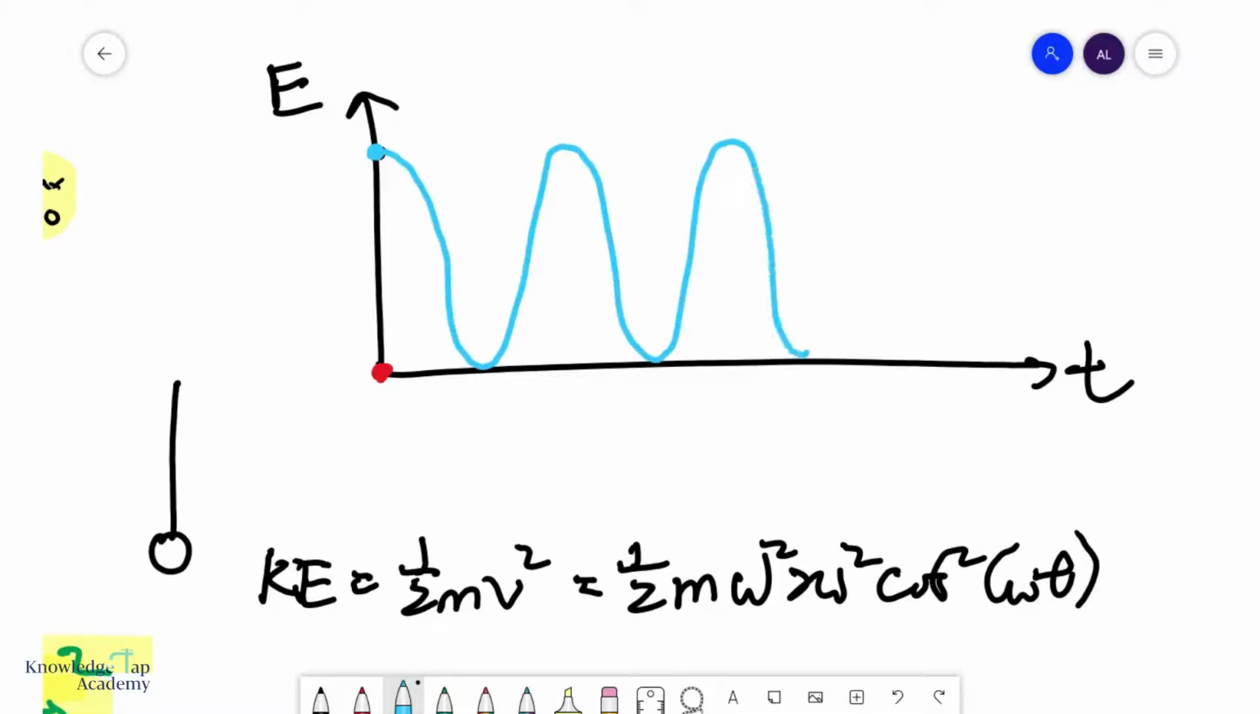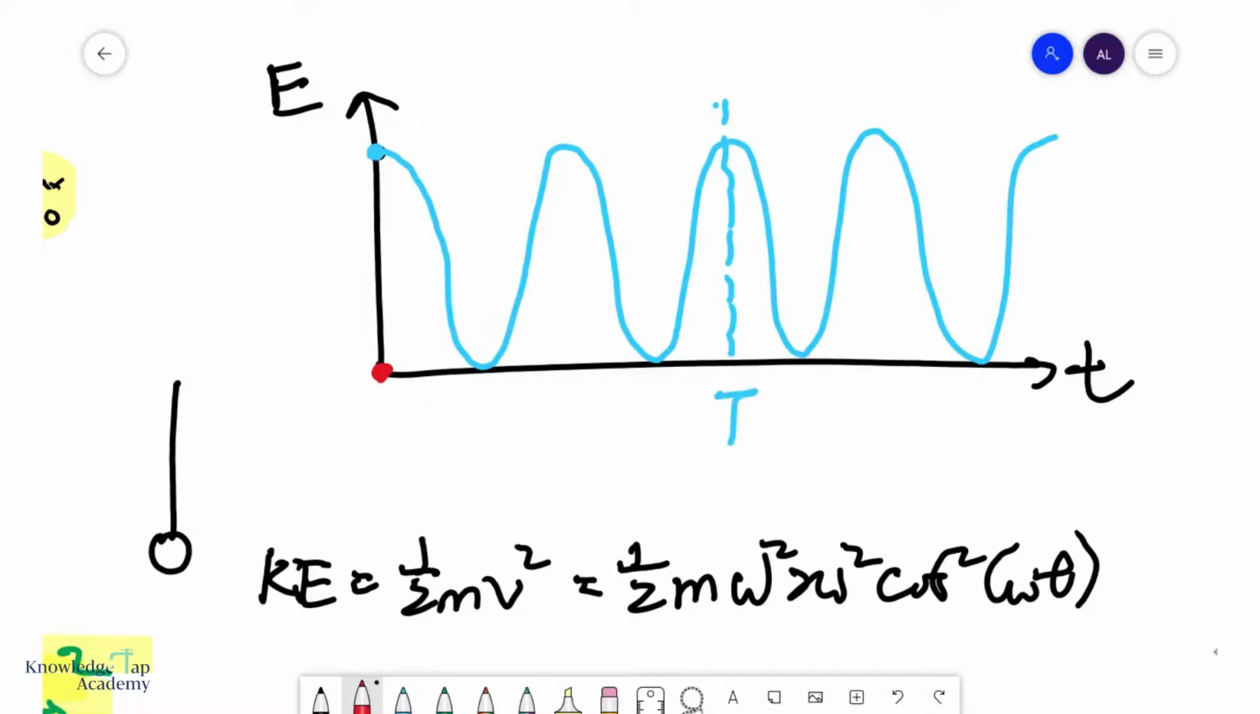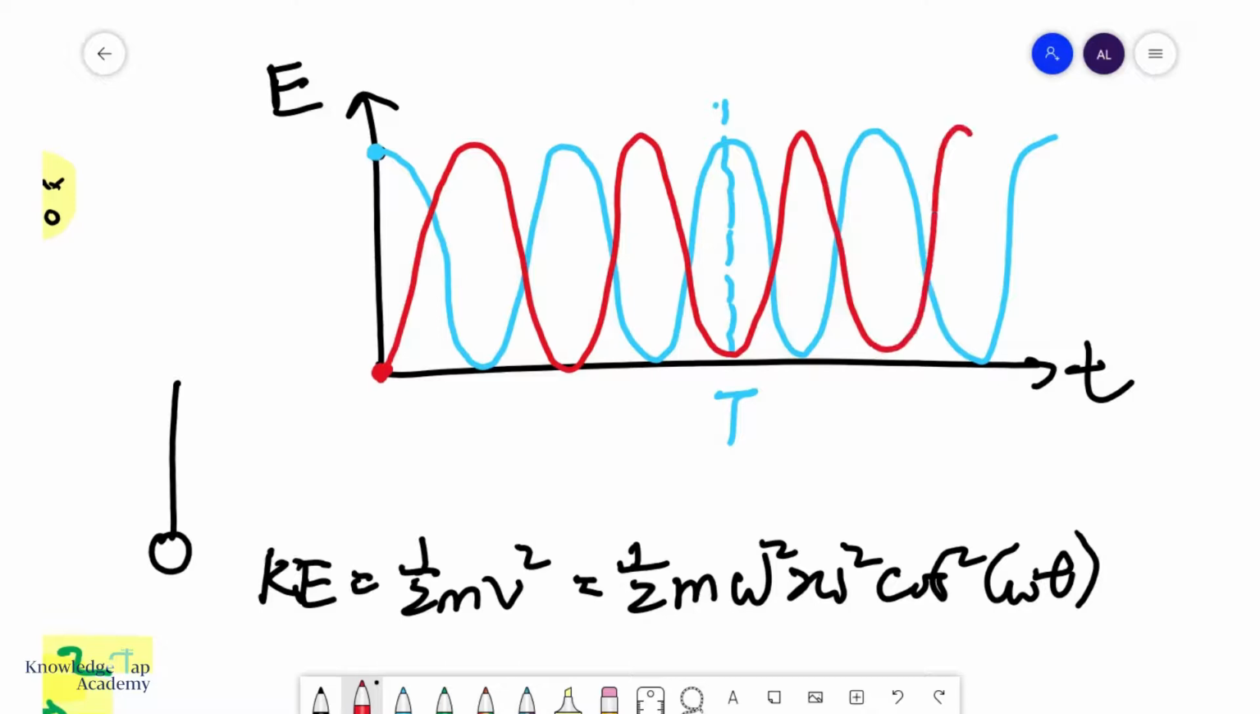So I'm just going to draw a little bit of this, maybe up till here. And of course, the period coincides right there. And your potential energy graph will be almost like a mirror image of this, like so. And this, of course, is your total energy, kept constant.